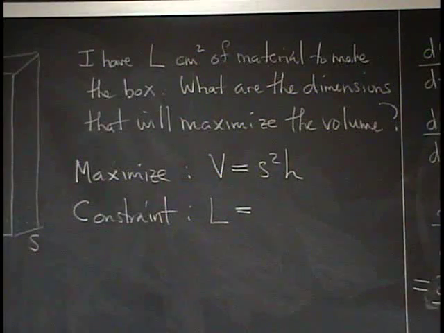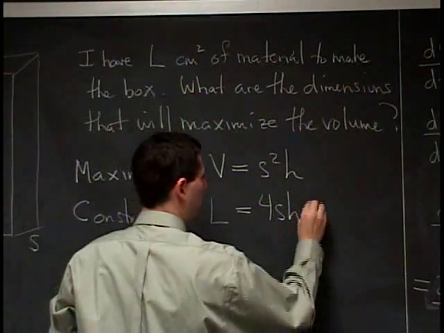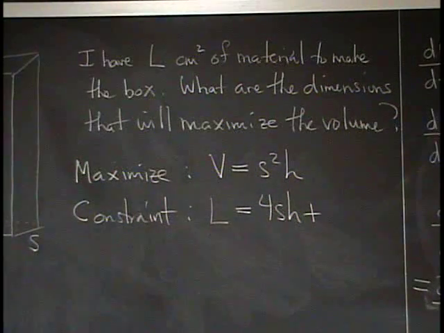Okay, it's an open box. So you have four of these rectangular sides, which have area SH. So we have four of those. Plus we have the base, and the base we know is a square with side length S. And so that's S squared.